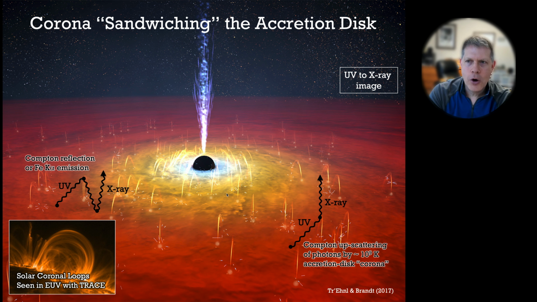So here it is. This is sort of an ultraviolet to X-ray image, and you are seeing here coronal loops, okay, sticking up above the accretion disk. These are kind of loops, kind of like those seen in the solar corona, although the temperatures involved in an accretion disk corona are much more extreme than for a solar corona, being about 1,000 times hotter.